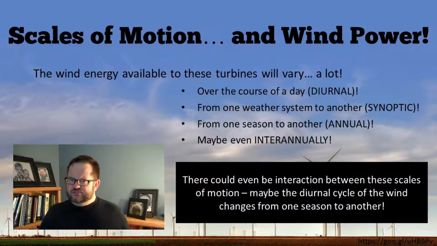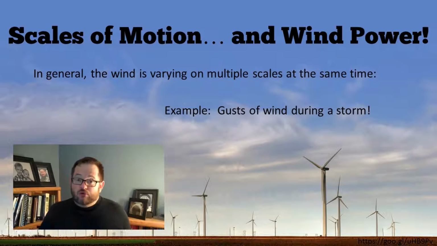There's a lot of different scales of wind variability here, and there could, of course, be lots of interaction between these scales. For example, maybe there's a change to the diurnal cycle over the course of the year. Maybe in the winter, you tend to have stronger winds at night and weaker winds during the day, and in the summer, you tend to have weaker winds at night and stronger winds during the day in your particular climate regime. Oh, that would be something to know, right? If you're needing to figure out the electrical load and the electrical yield that your wind farm is going to be able to produce, you would need to know the ways in which different scales of motion in the atmosphere are interacting. In general, there will be multiple scales of motion interacting at the same time.